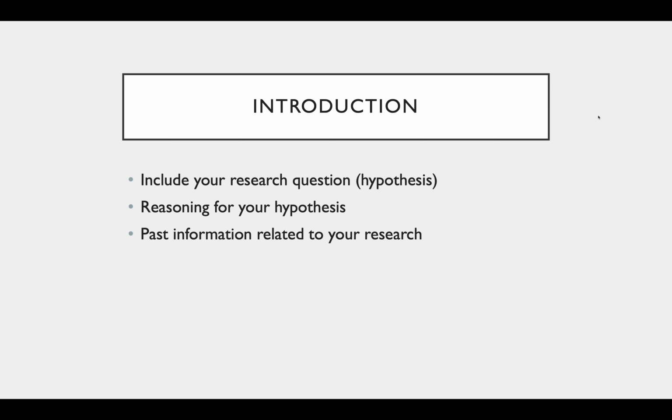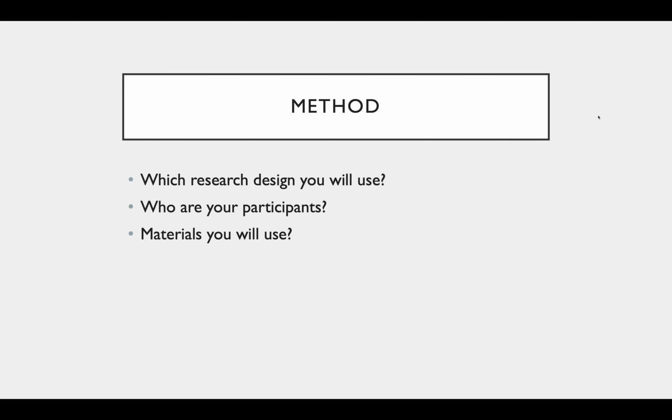And the next component is the method section. This is where you're going to state which research design you used, if you're doing an experiment, longitudinal, whatever your research design is. You also want to include who your participants are, and I personally like to include how I found them and their demographics. You also want to include all the materials that you are going to use, whether you're using intelligence testing, self-reports, or questionnaires. You just want to make sure that you include all that in your method section.